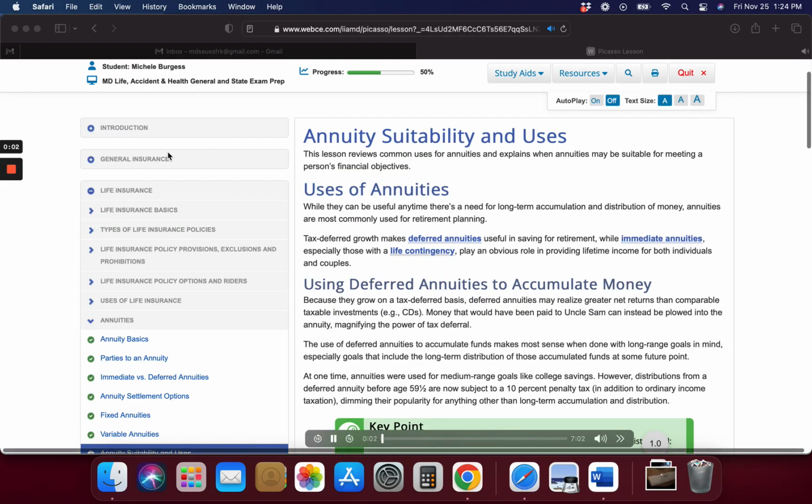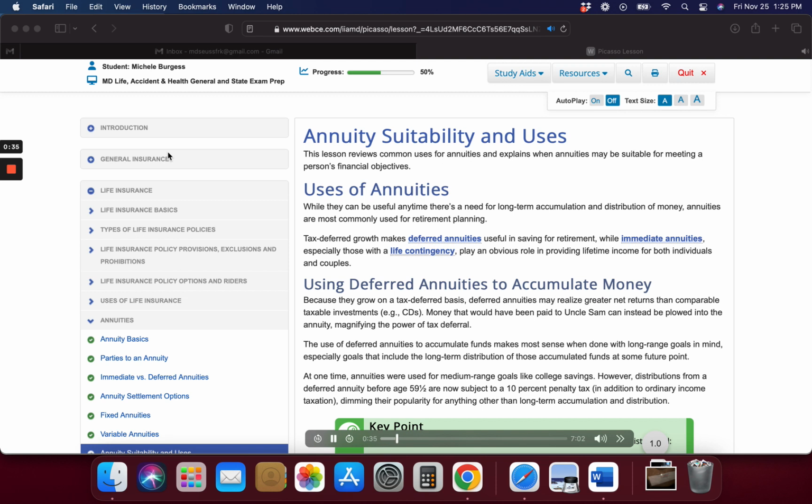This lesson reviews common uses for annuities and explains when annuities may be suitable for meeting a person's financial objectives. Uses of annuities. While they can be useful anytime there's a need for long-term accumulation and distribution of money, annuities are most commonly used for retirement planning. Tax-deferred growth makes deferred annuities useful in saving for retirement, while immediate annuities, especially those with a life contingency, play an obvious role in providing lifetime income for both individuals and couples.